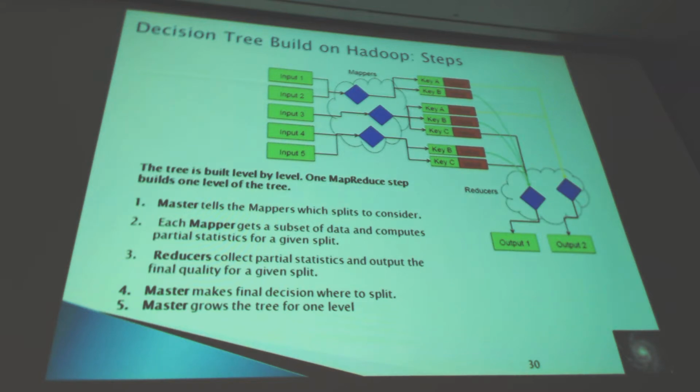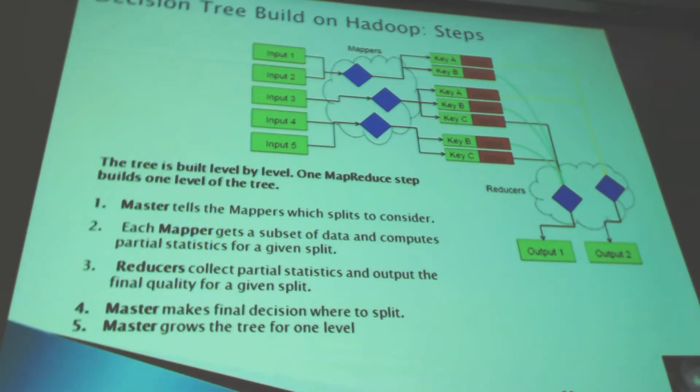So this is the decision tree build architecture on Hadoop. The tree is again built level by level. There's one MapReduce step for one level of the tree. Here the master will tell the mappers which nodes and which splits to consider. Then each mapper will get a subset of the data, and it will compute the partial statistics for a given split. It will calculate the rules for each of these attributes.